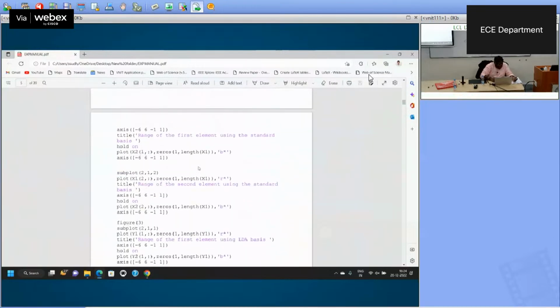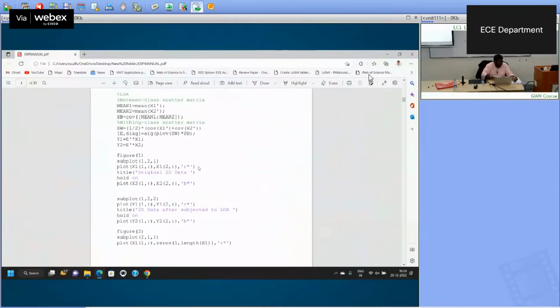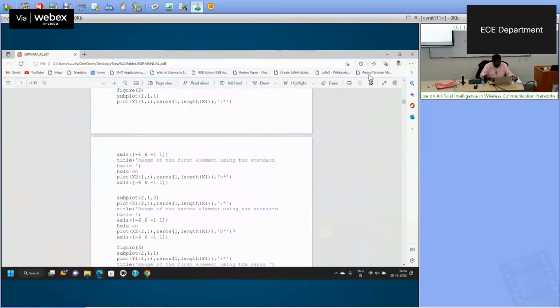So you can see SW inverse SB here, this point, right? Okay, the inverse of SW into SB, and you get the eigenvectors and then the eigenvalues, and then you are projecting that, right?